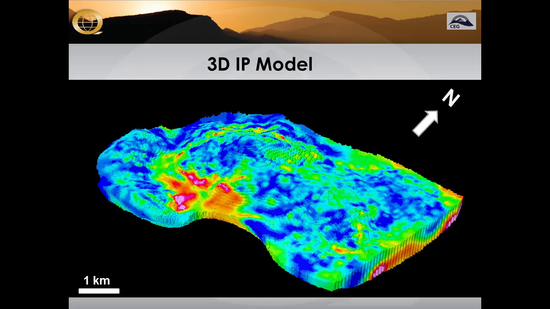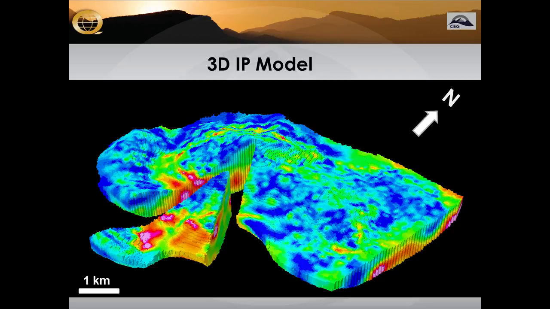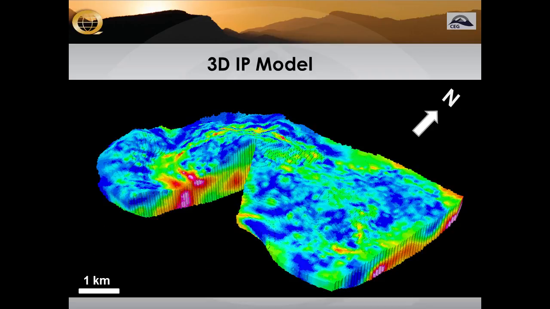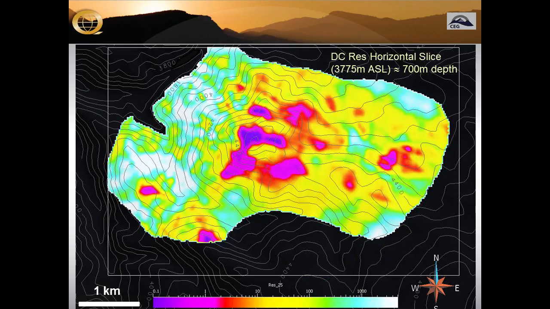Taking a slice out of that volume, you can see some of the detail at depth. This is the chargeability response, mapping the near surface mineralization. Again, concentric mineralization around the edges, different phases of that system. And at depth, the chargeability response is maybe better shown through depth slicing. This is a horizontal slice, which is at 700 meters depth under the peak of the Cerro del Medio mountain.